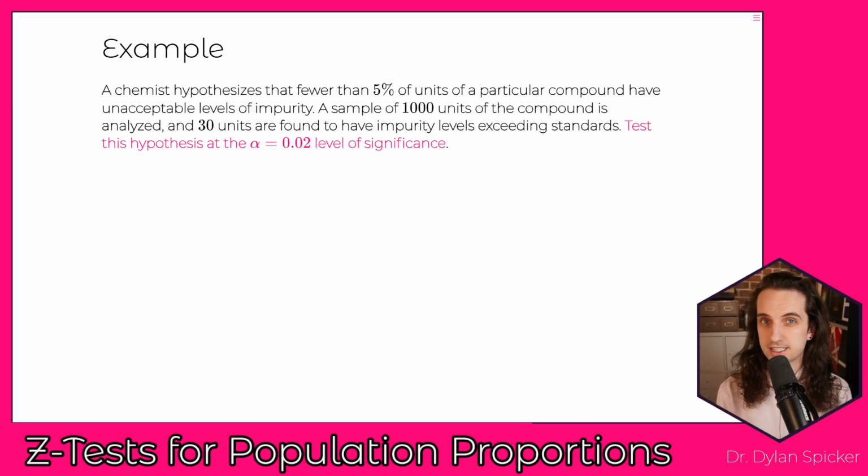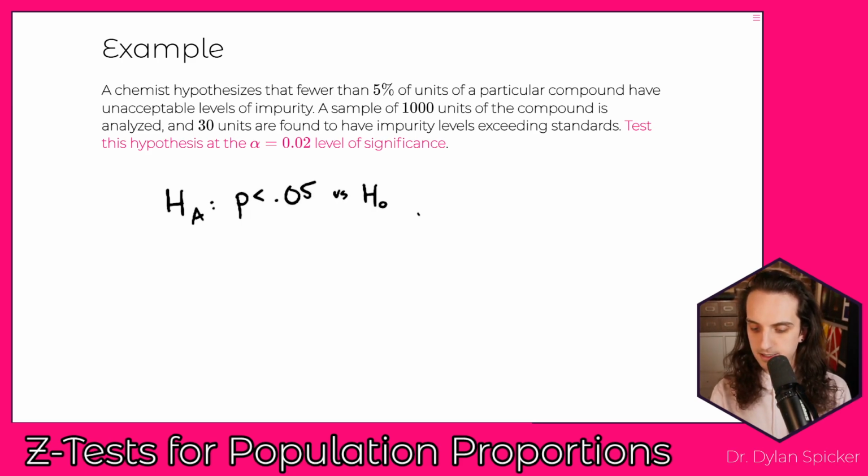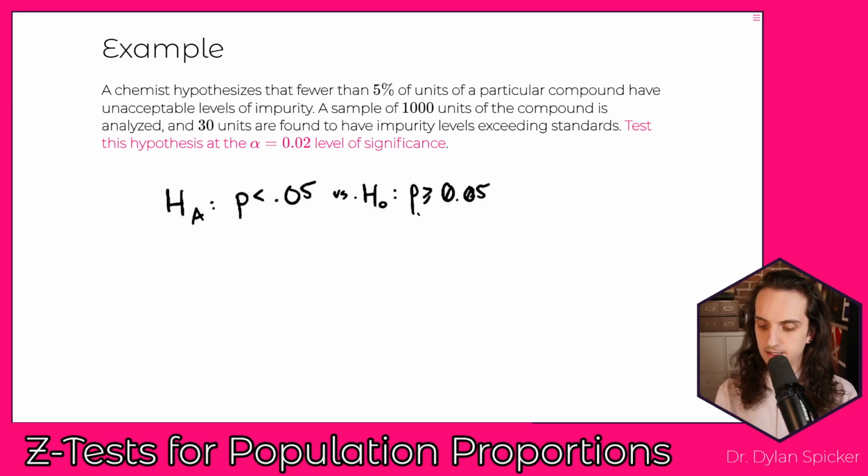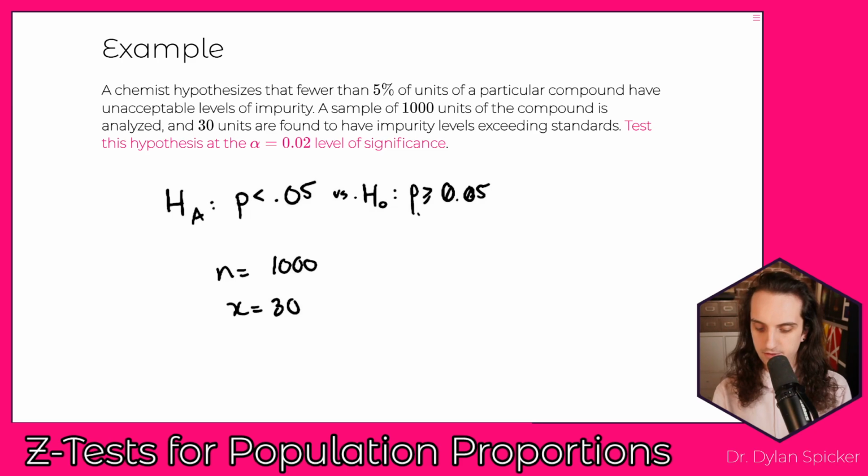What we're dealing with here is a one-tailed test. Their hypothesis is that fewer than 5% of samples have impurity levels, so they want to show that the proportion is p less than 0.05, which corresponds to a null hypothesis of p greater than or equal to 0.05. In this case, we're taking n to be 1,000, x to be 30, and alpha equal to 0.02.